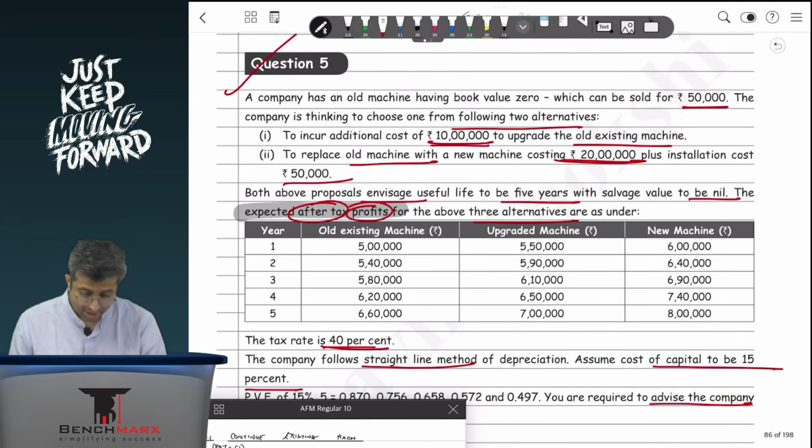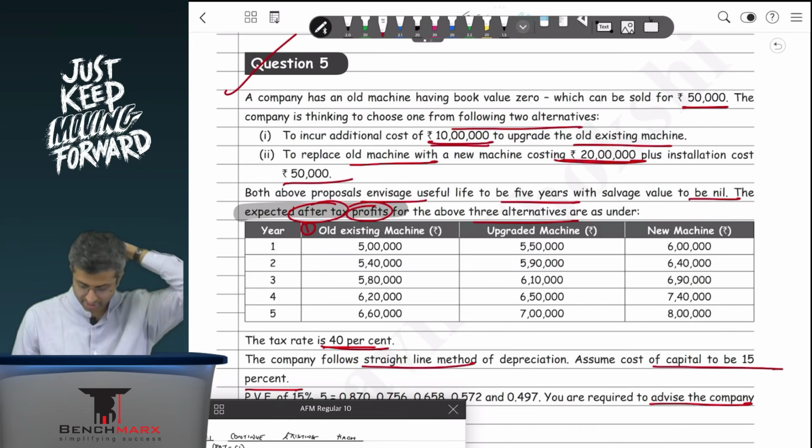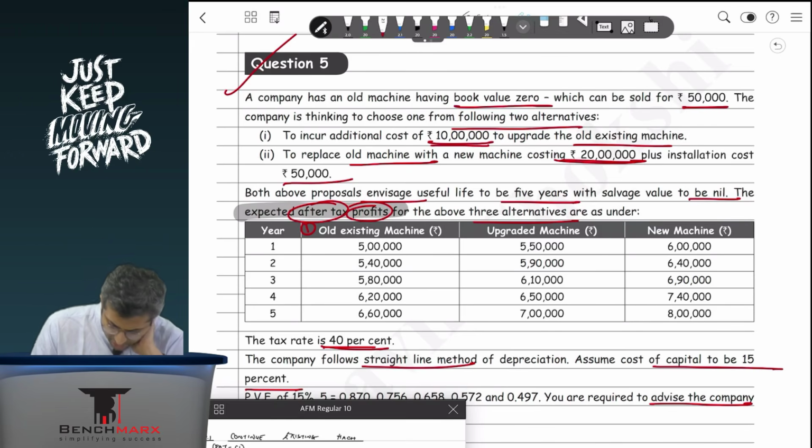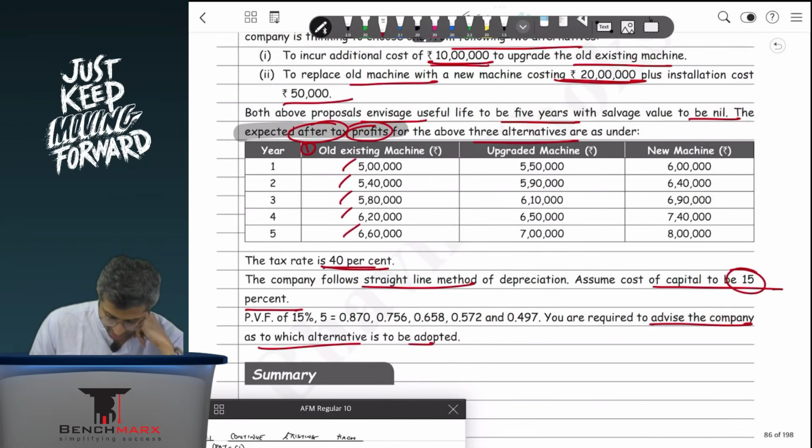Now the thing is, alternative 1 is continue with the existing machine. If you continue with the existing machine, you don't have to spend anything. Nothing at all. You will not even get the salvage value because you are continuing to use the existing machine. So what you will get is these cash flows. Achha, this old machine has a book value 0. If it has a book value 0, the existing depreciation will be 0 rupees, and hence these will be the cash flows. You discount it at the rate of 15%. There is no depreciation to be added back, and hence you will find the NPV.